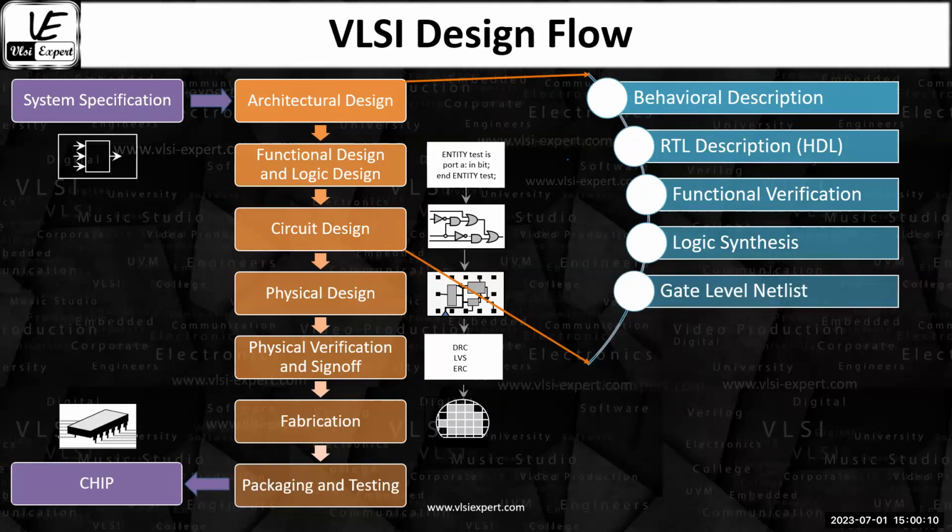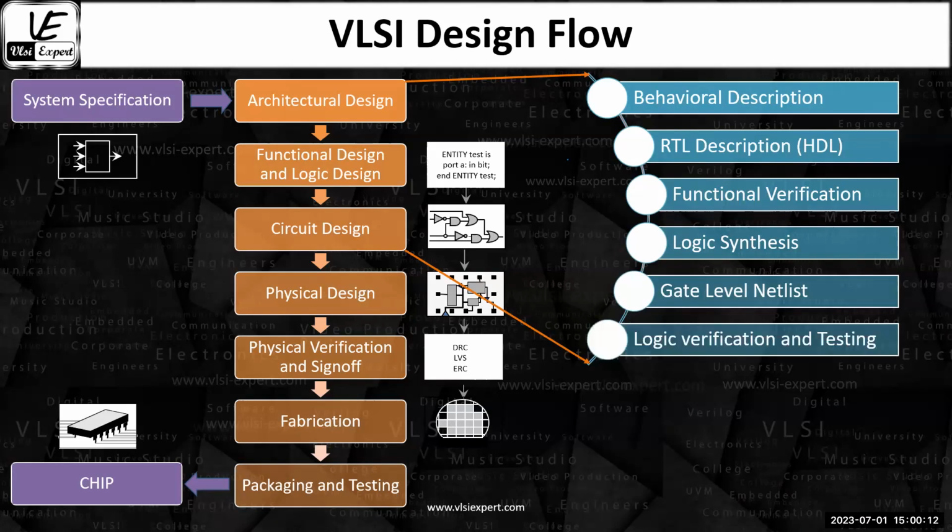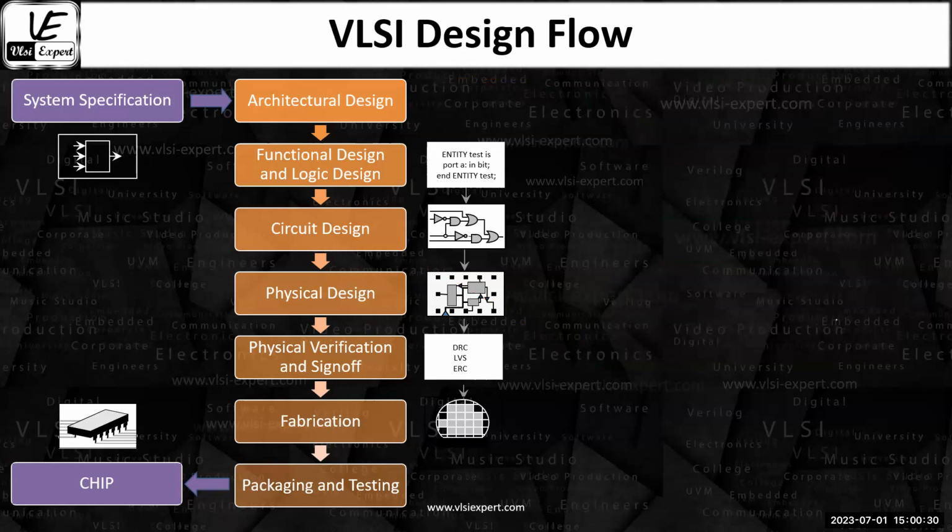Once you get the gate level netlist, you have to do one more verification, which is logic verification. So functional verification you have done first, just to make sure that whatever code you have written, the functionality is correct. But after that, you convert it into the logic gates, so you are going to do the logic verification. So this is basically the part of front-end design. After that, does physical design come into the picture?